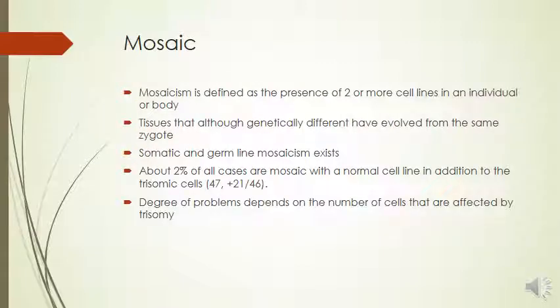A mosaic. Mosaicism is defined as the presence of two or more cell lines in an individual or body tissues that, although genetically different, have evolved from the same zygote. Somatic and germline mosaicism exists. About 2% of all cases are mosaic with a normal cell line in addition to the trisomic cells, 47, for example, plus 21/46. The degree of problems that a child has is going to be dependent upon the number of cells that are affected by the trisomy.